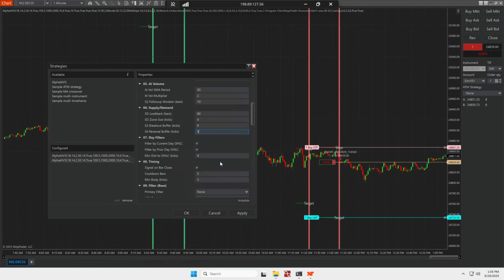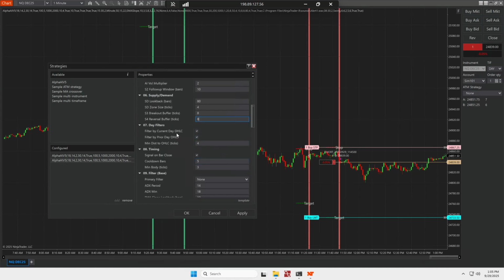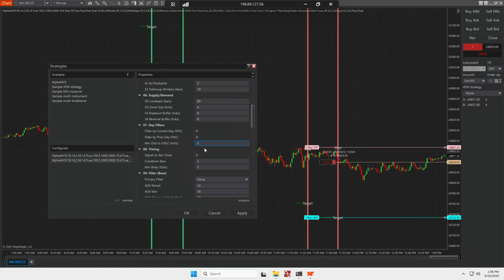Okay. Now we also have the current day high and low filters we use all the time, and also the prior day high and low, same thing, and then the minimum distance. So in this case, 4 ticks. So if the distance between the signal and the current day high and low is 4 ticks or less, we'll not take any trades. Also, you can change this. You can make it whatever you want to make it, right?